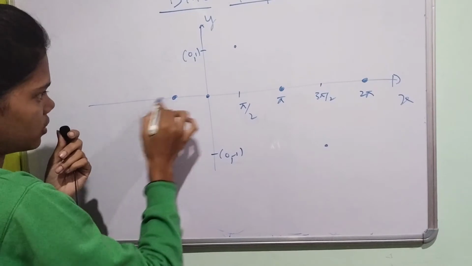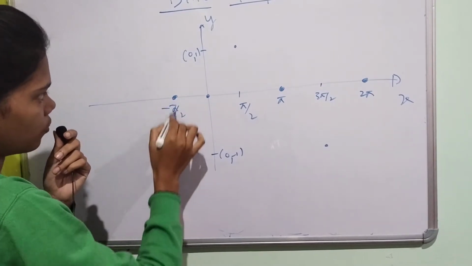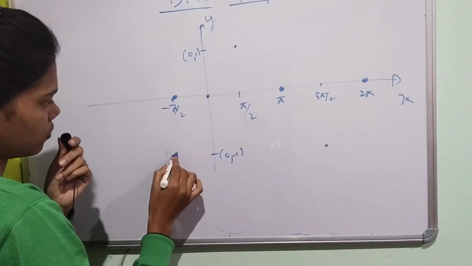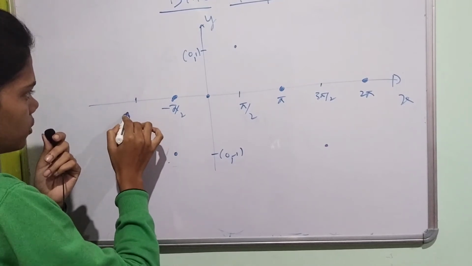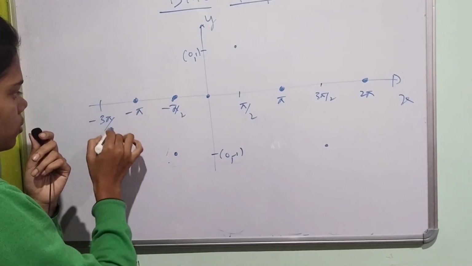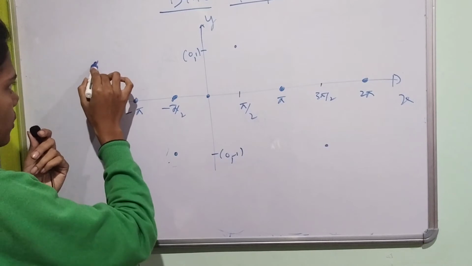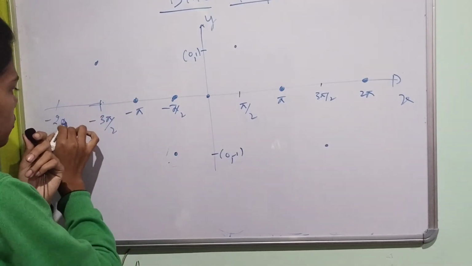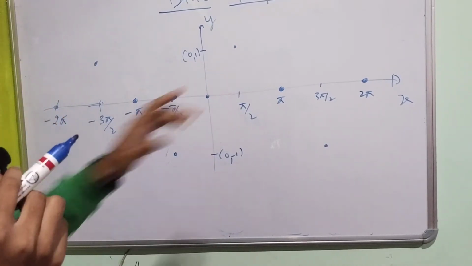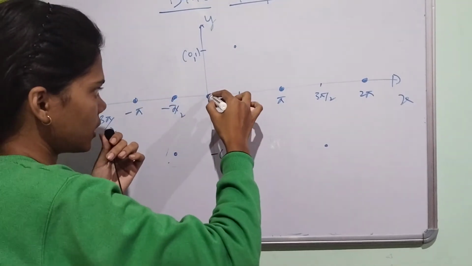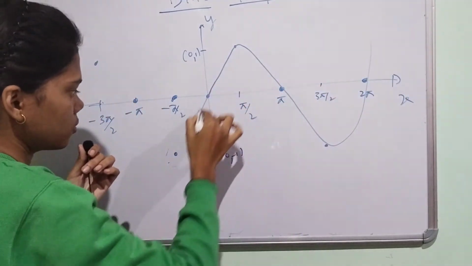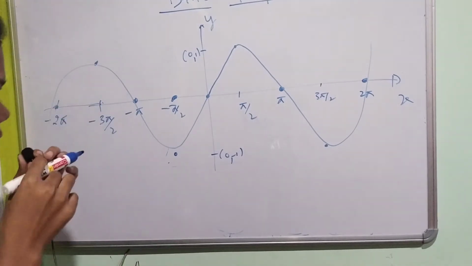If we come over this side, at minus pi by 2 we are having the value minus 1. Then if we go for minus pi, we will be having 0. Then at minus 3 pi by 2 we will again be having plus 1, and then at minus 2 pi we will be having 0. So when we join these dots, we will get a curve like this.